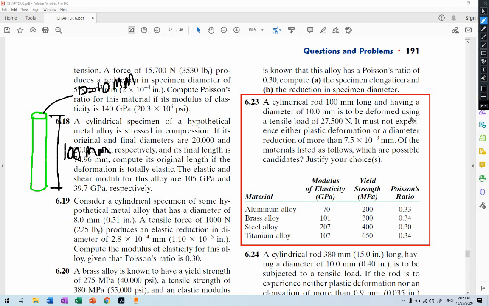It says that it's to be deformed using a tensile load. So there is a tensile load, so it's under tension, for which the force is given as 27,500 Newton.